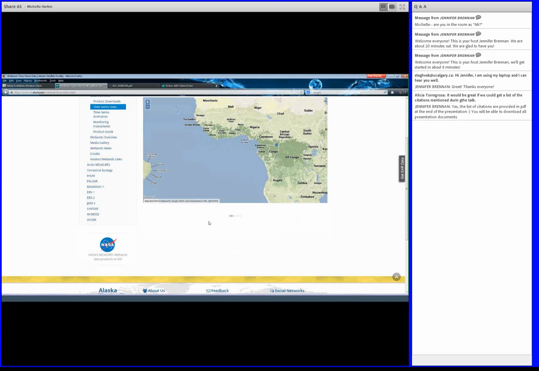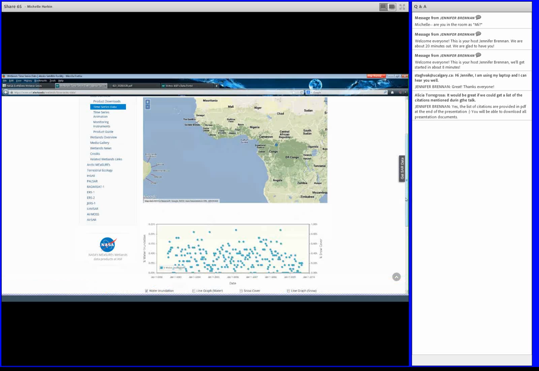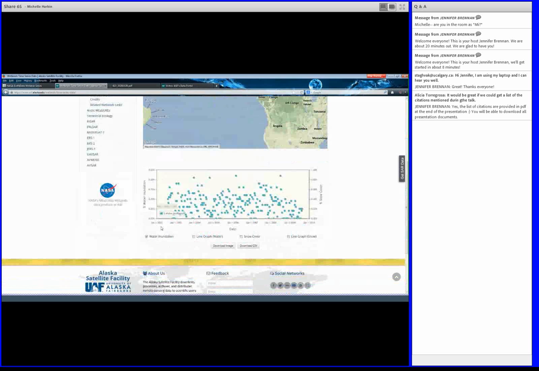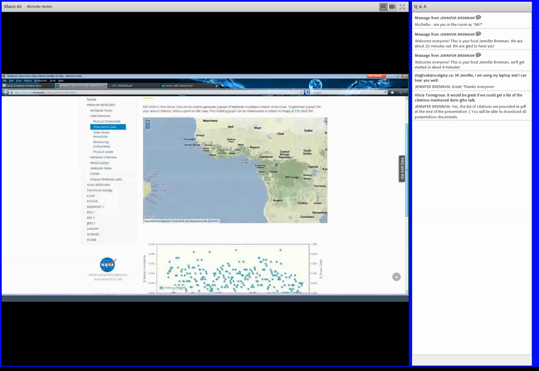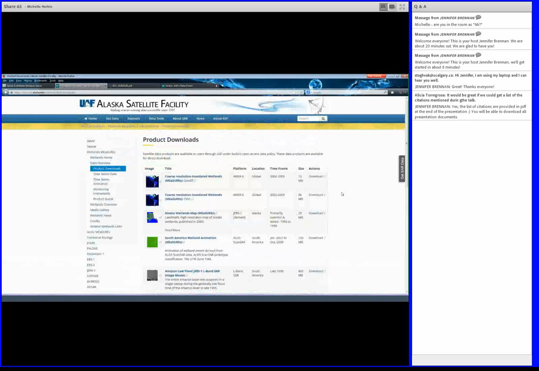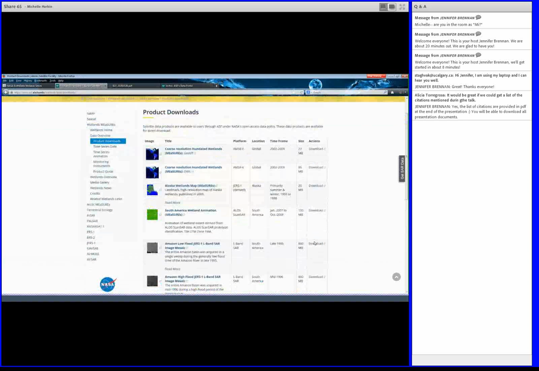It's loading. There we go. And this is just a chart of, at this point, water inundation percentage. And you can download this particular chart as an image file, or you could download the time series data itself as a CSV file. There are additional products associated with this particular project. And if I click Product Downloads, these are all detailed in a table with the download link provided.